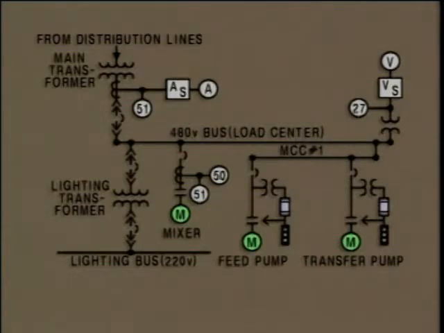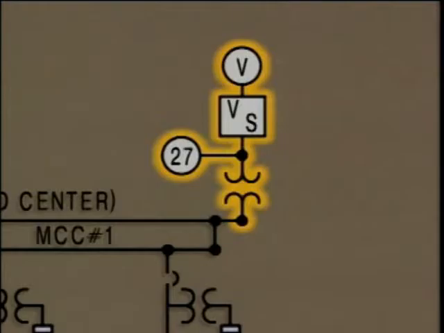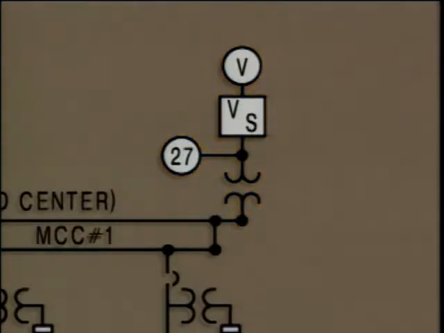A load center includes devices that monitor and control the power that's being distributed. Voltage is supplied to these devices at a reduced level by a potential transformer. A voltmeter switch, labeled VS, is closed to allow this voltmeter to measure the voltage of the load center bus.